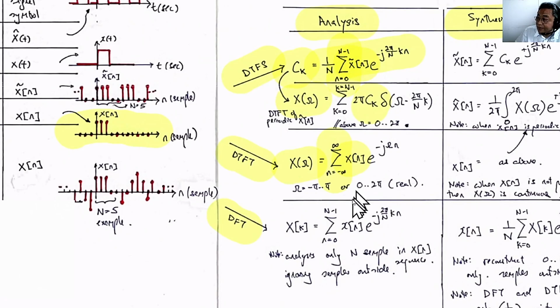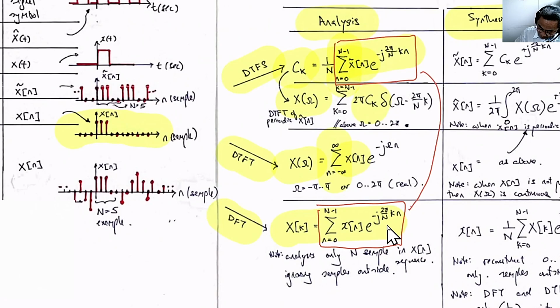Lastly, in the DFT, this equation is used to calculate the coefficients of the frequency representation of x of n. Look at this equation carefully. This part is the same as DTFS: summation of n equals 0 to N minus 1, x of n, then e to the power minus j 2 pi over N kn. These two are the same. The only difference is that 1 over N is used to normalize for c_k. There's no 1 over N here.